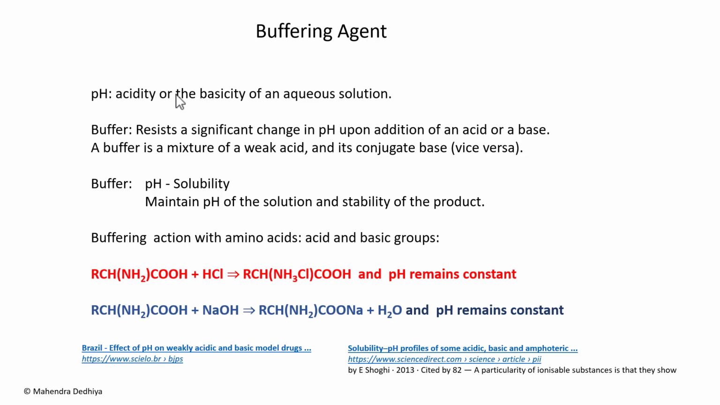Example, buffering action of an amino acid. Amino acids have both groups, the amino group and the acid group. When we add HCl to that, it donates its hydrogen to the amino group and the pH remains constant. When we add NaOH, the sodium ion reacts with COOH, forming a sodium compound, and it keeps the pH constant. So the buffering agents allow pH to remain constant and thereby provide effectiveness.